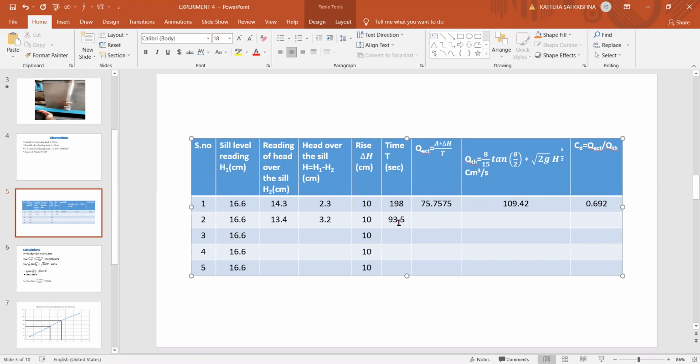That is the meaning there, right? So 93.5 is the time taken for the 10 centimeters rise in the collecting tank when you are taking your second reading. So now calculate Q actual, Q theoretical, and CD.